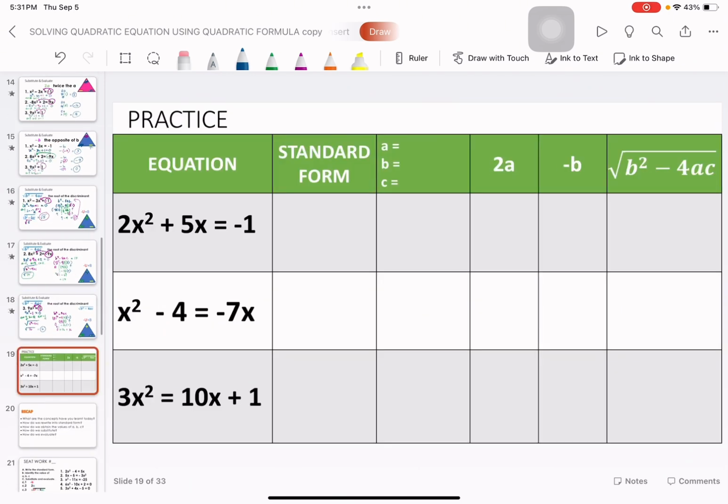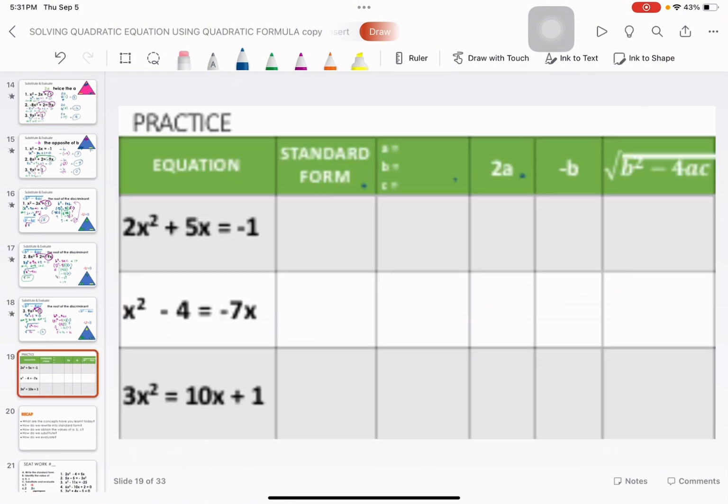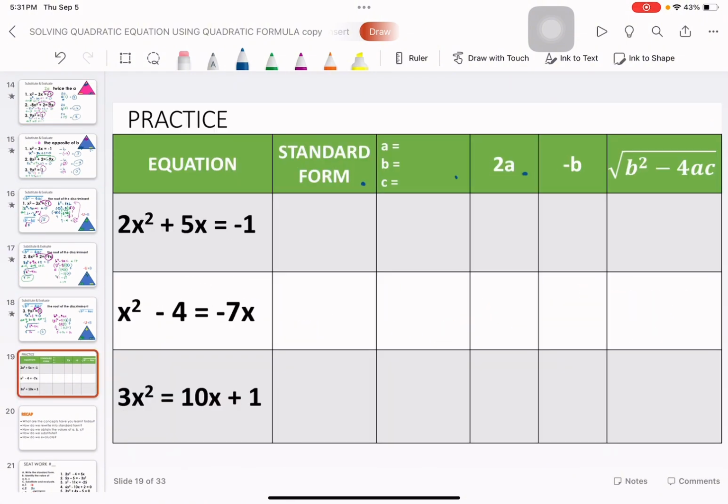Now for your practice, I want you to do this. The equation, standard form, the ABCs, the twice of A, the opposite of B, and the root of the discriminant. So you have to give me the standard form. Then after you do that, you give me the values of ABCs. After you do that, you go for substitution and evaluation. That's the same with what we had here. You may rewatch the previous video tutorials. Negative B, substitute and evaluate again. And also for this one, substitute and evaluate.